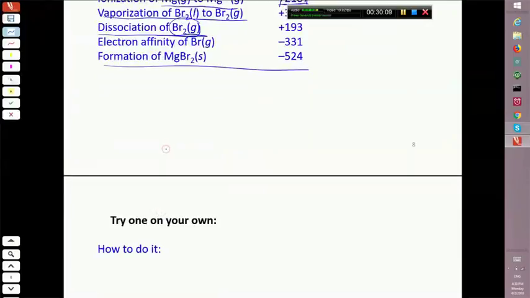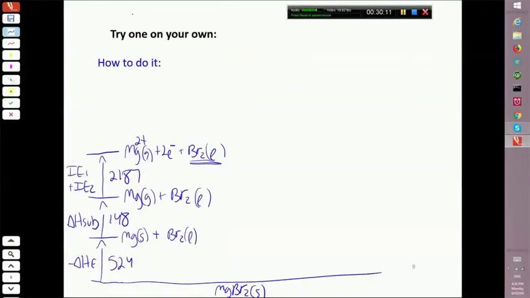I don't think this will come up much, but I just wanted to show you that there is some variation in how these can be set up. So we do need to take our nonmetal also into the gas phase. So if the nonmetal is not in the gas phase in its standard state, you have to do a step to accomplish that. So our Br2 liquid has to become Br2 gas.